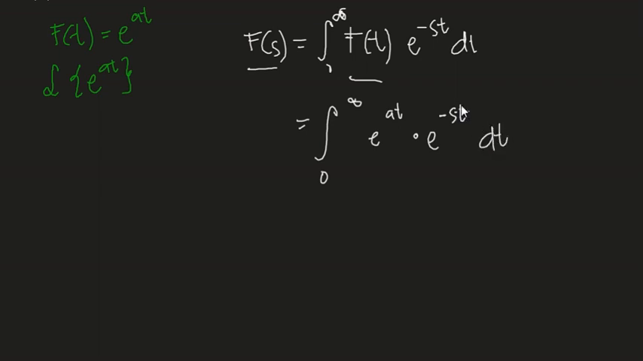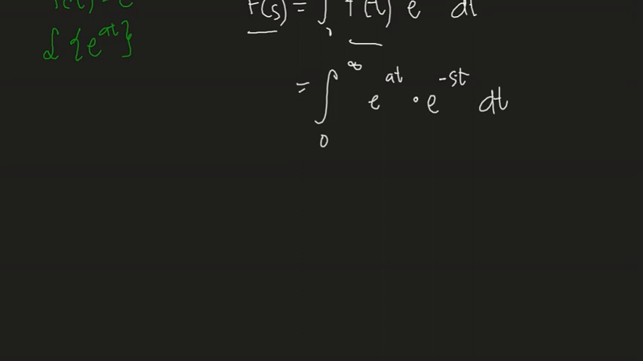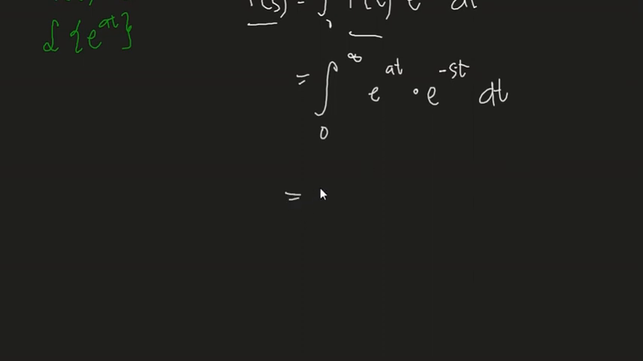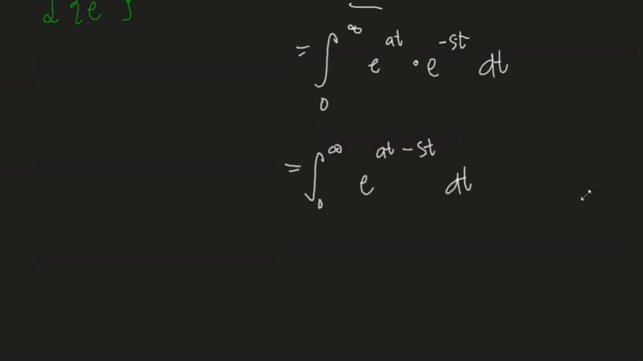So we know that we have both an exponential function, and when we are dealing with the equation of the same base, we are going to add its exponents. So this will be equal to the integral from 0 to positive infinity of e raised to at minus st dt. Okay, this time I know that a here is a constant.